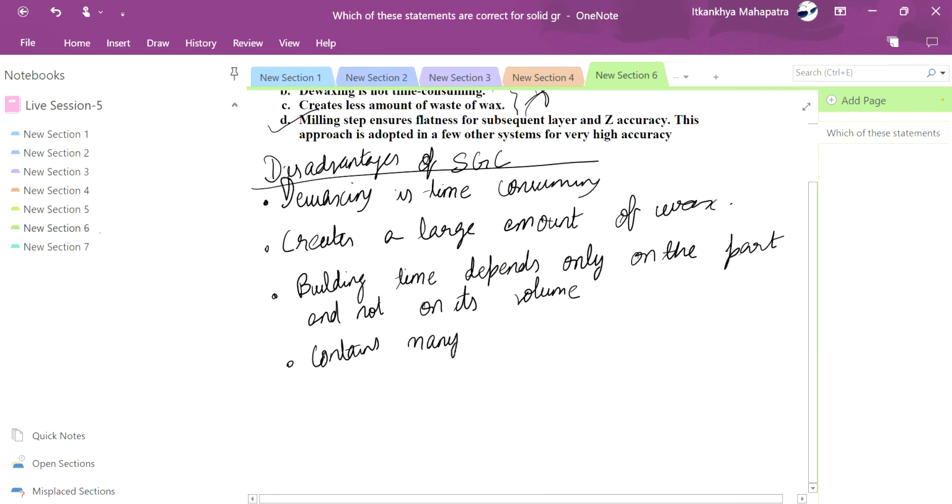This contains many subsystems, thus requires complete operator attention.